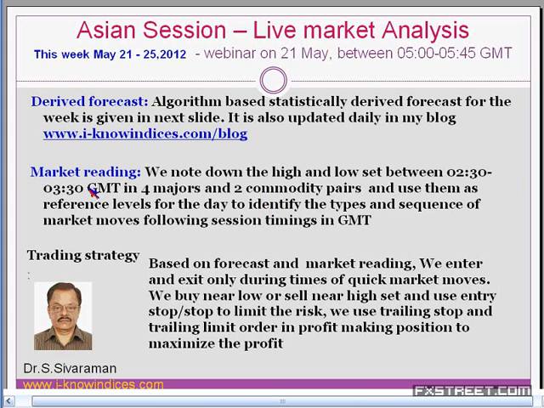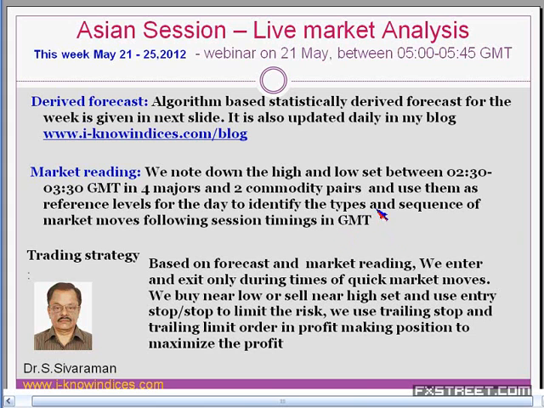After 3:30, we try to note down the initial lows and the highs in 4 majors and 2 commodity pairs and try to find out whether they are breaching the high and going above or breaching the low and going below, in order to identify the type of moves they are trying to do. Once we know a particular type of move, we know that they do it in sequence, so we derive the next type of move from there. This is how we try to do the market reading.